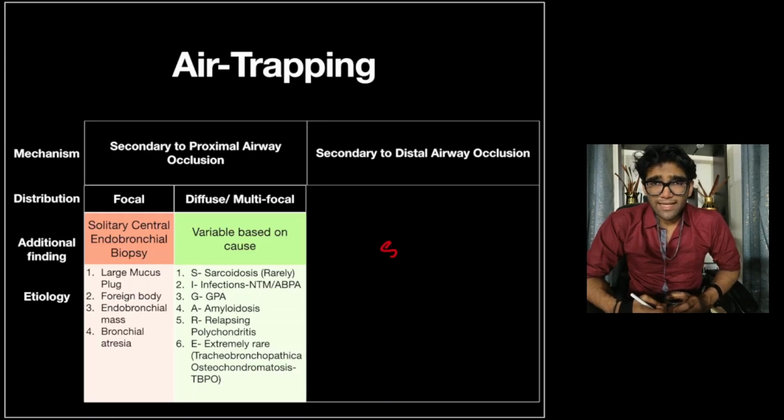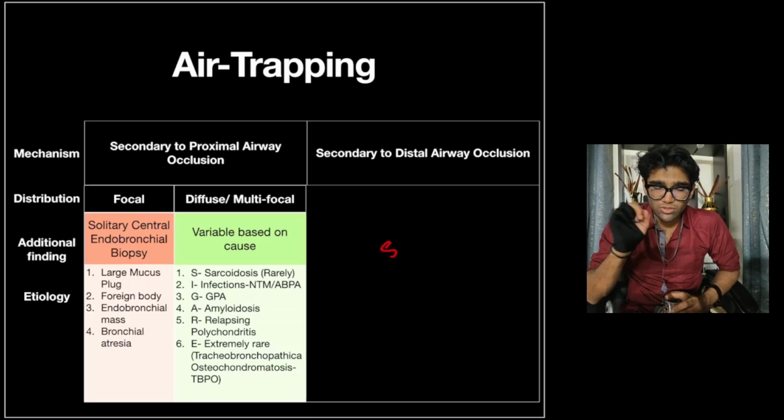Additionally, there is an extremely rare entity called tracheobronchopathia osteochondroplastica, and as you can see, it's a mouthful. So it's a radiological entity where you get multiple calcific growths within the lumen of the tracheobronchial tree, and that can compromise the lumen to an extent.